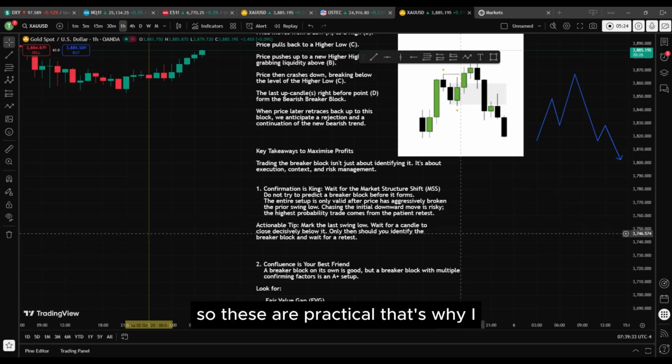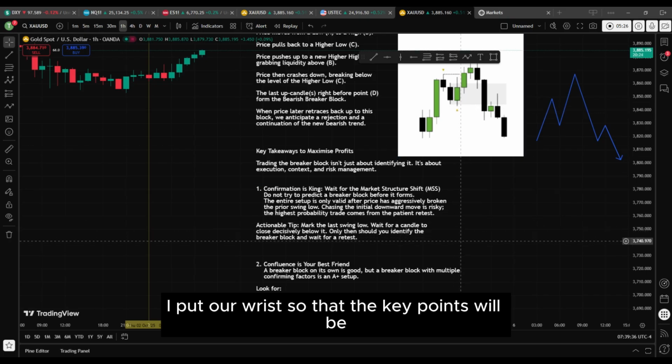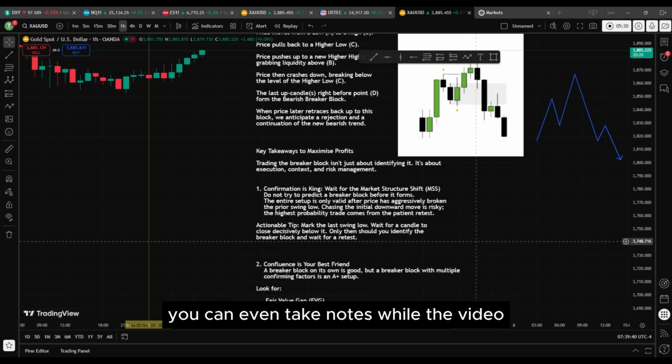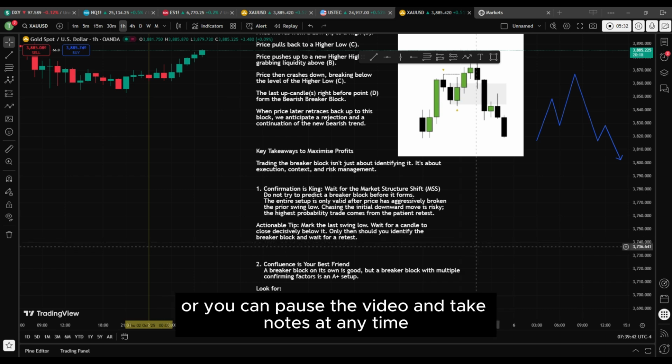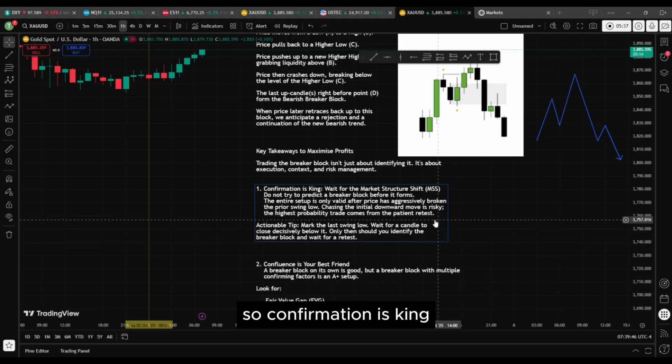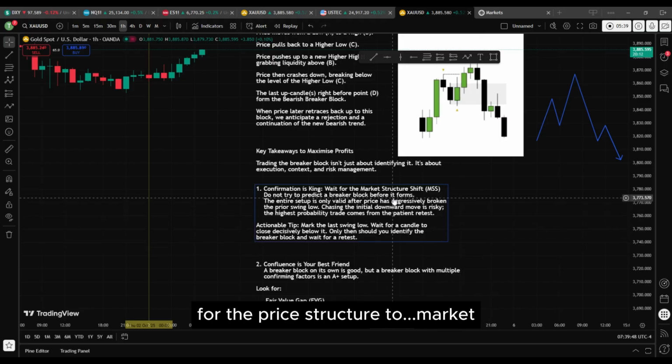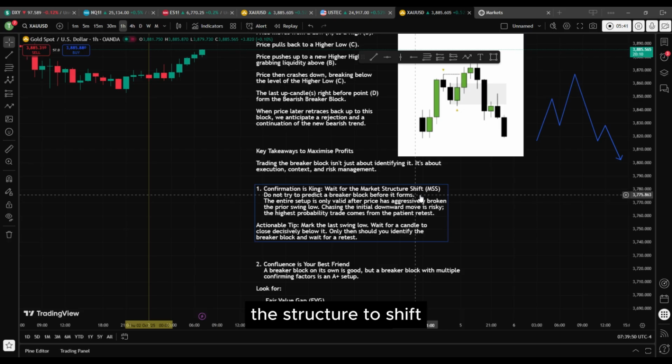So these are practical. That's why I put it that way, so that the key points will be clear for you. You can even take notes while watching, or you can pause the video and take notes at any time. So confirmation is key for the price structure, for the market structure, to shift.